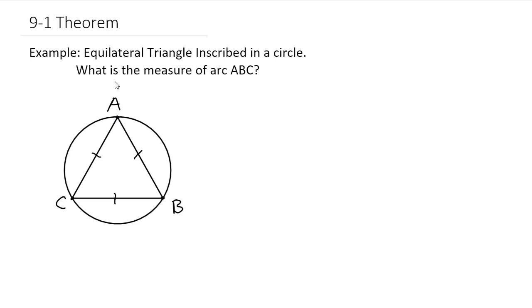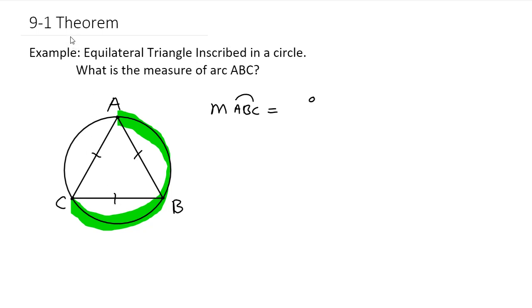Now we need to figure out the measure of arc ABC. We're being asked for the arc from A through B that stops at C, so that's going to be a major arc. We're looking for the measure of arc ABC, and remember that the answer has to be in degrees. Now, because this is an equilateral triangle, we know that all of the sides are congruent to each other.